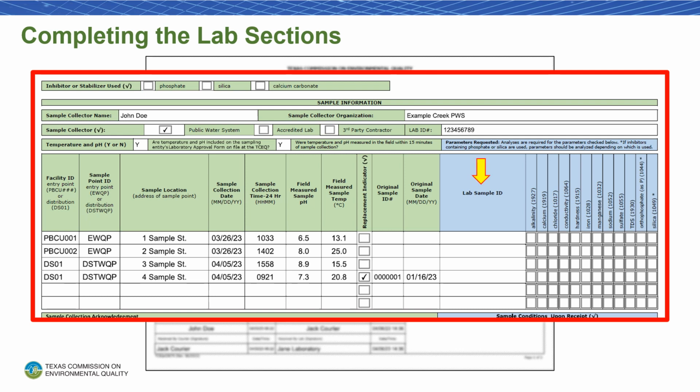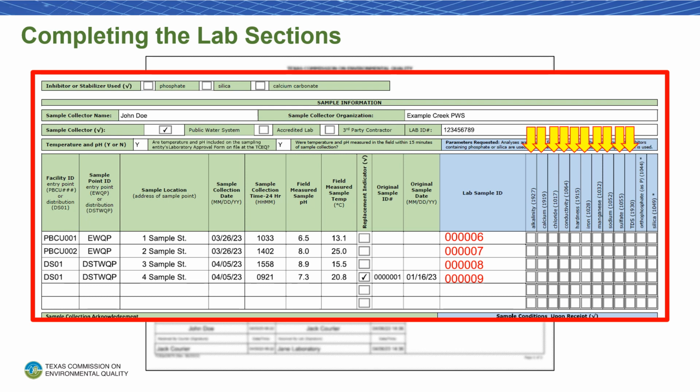In the first column, assign lab sample IDs using your lab's sample ID assignment procedure. Please ensure that numbers remain unique. Duplicate sample IDs may cause errors with sample acceptance by TCEQ. Next, check the parameters to be tested.